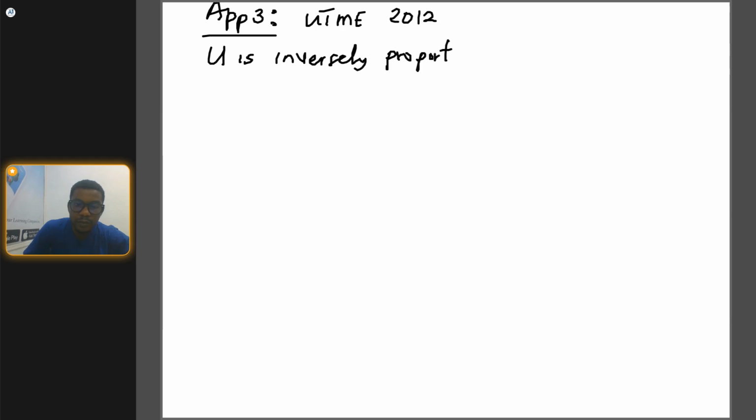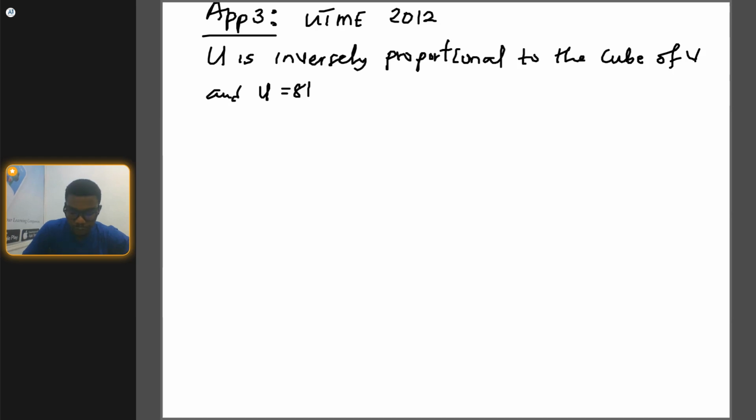Application 3. Our UTME question, 2012. U is inversely proportional to the cube of v, and u equals 81 when v equals 2. Find u when v equals 3.